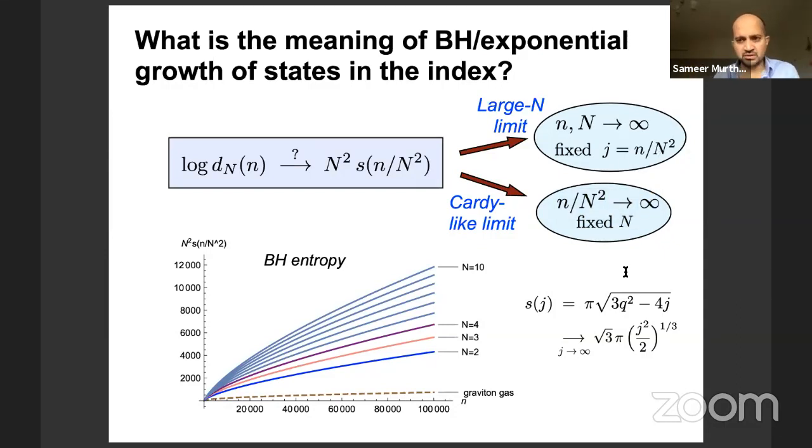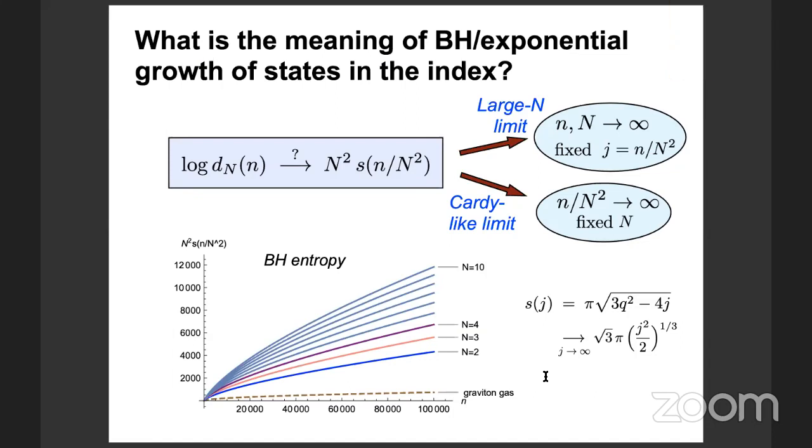These two limits are independent. There is a regime of overlap at very large charge and very large N. So you can, for instance, start here and fix this J, but then scale J to infinity, and you'll get the Cardy limit. Otherwise, neither of them is a subset of the other. All right. Now, any questions about this?